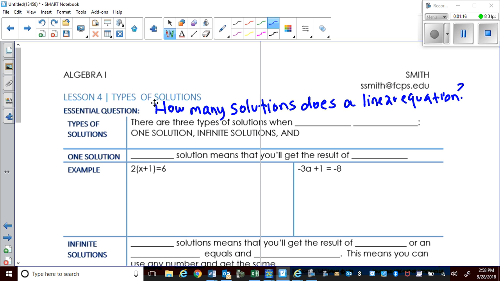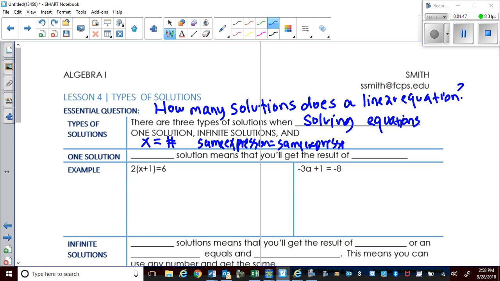Well, there are three types of solutions when solving equations. There's one solution, which looks like some variable equals some number. There's infinite solutions, where the same expression equals the same expression. And then there's no solutions, and it's two different expressions.